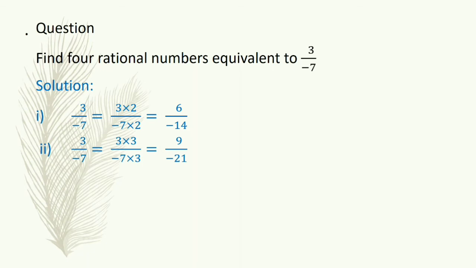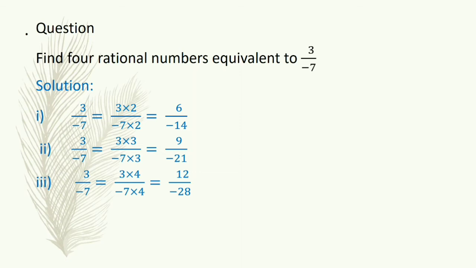For the third rational number, we can multiply it with 4 on both numerator and denominator, that is 3 by minus 7 is equal to 3 into 4 by minus 7 into 4, that is equal to 12 by minus 28. We can continue it like this.